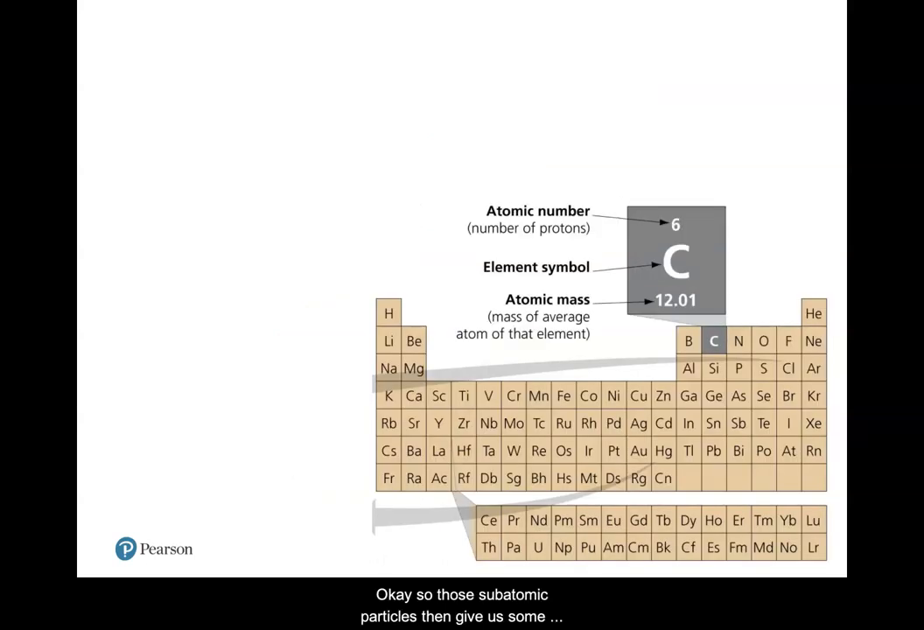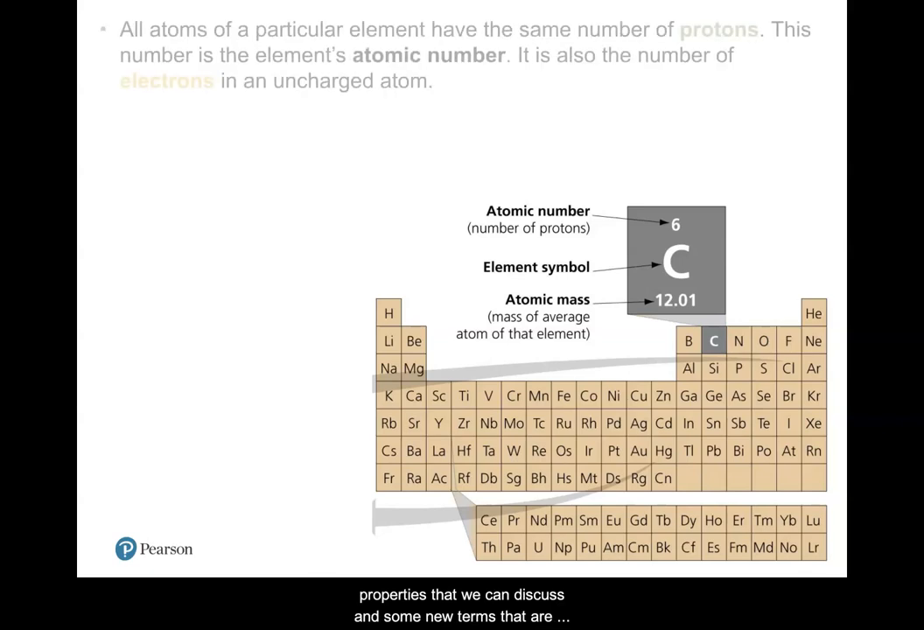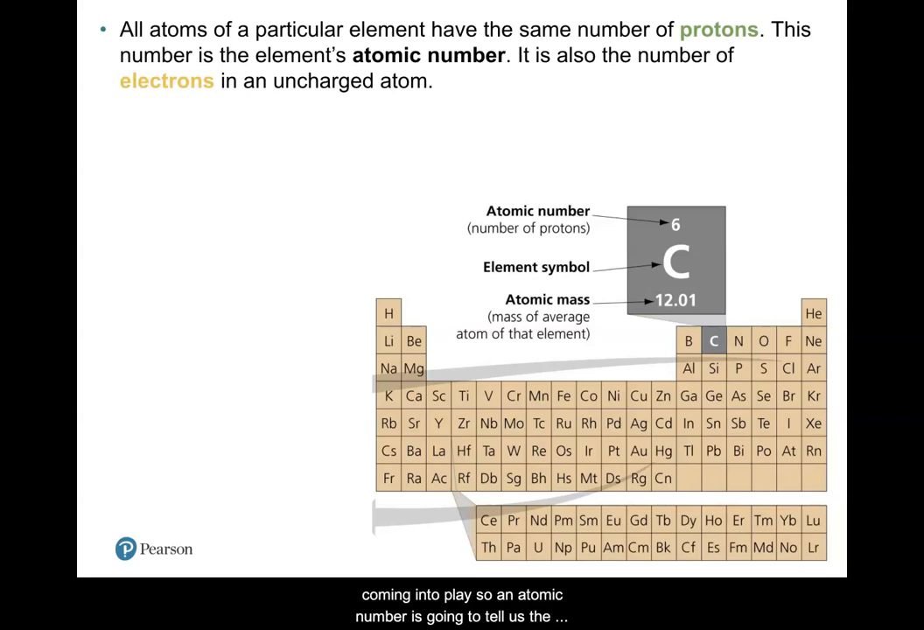Okay, so those subatomic particles give us some properties that we can discuss and some new terms coming into play. So an atomic number is going to tell us the number of protons of an element. The atomic number is usually on the top part of the elemental area on the periodic table. That square area is usually on the top. It might be on the right hand side depending on which chart you're referring to.